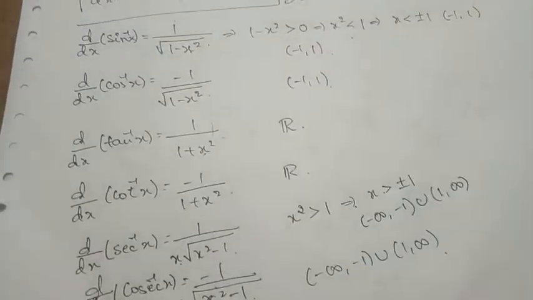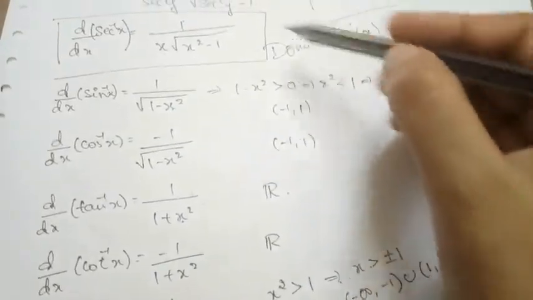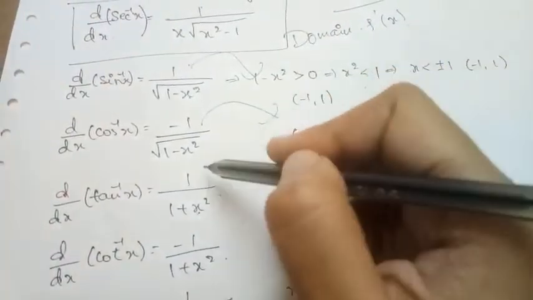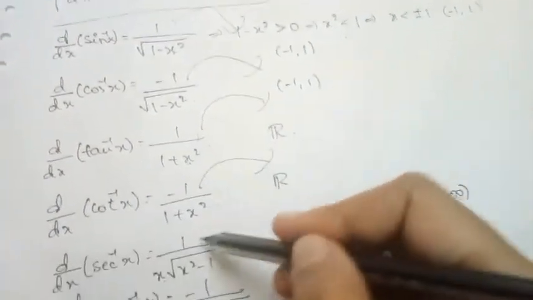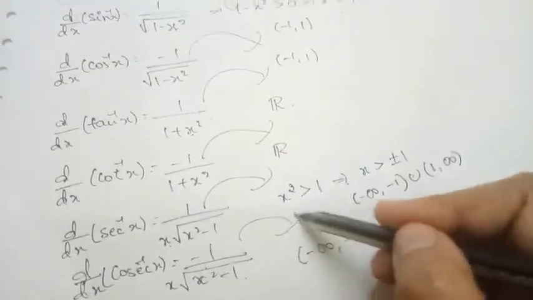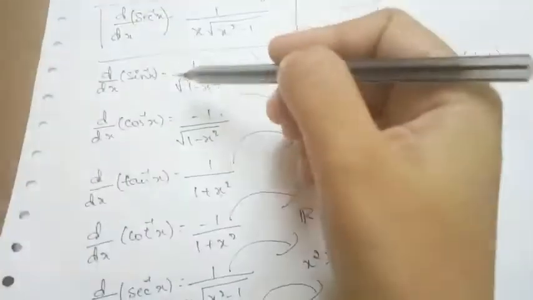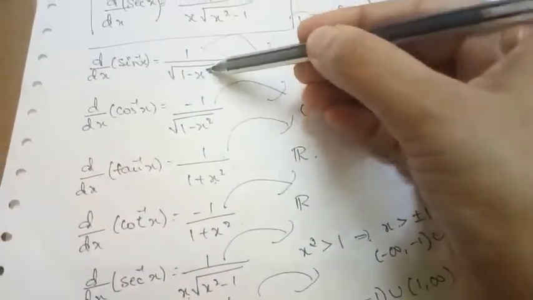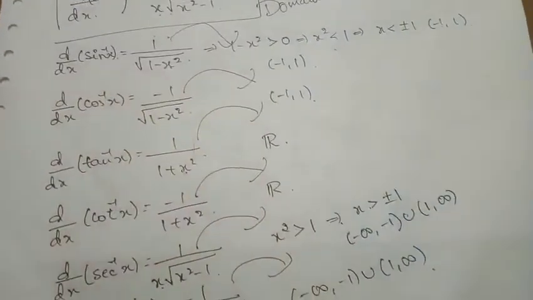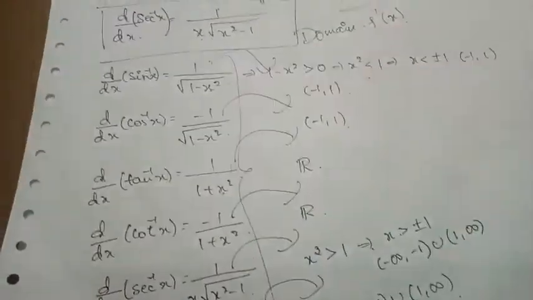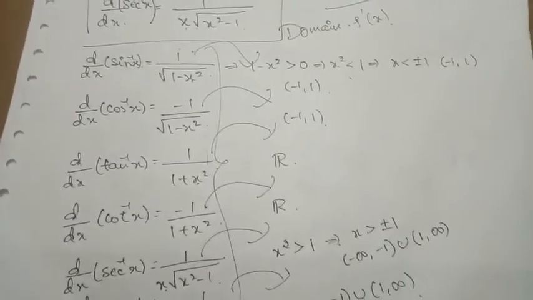So these are the domains of which function? These are the domains of the derivatives of the inverse trigonometric functions. We are talking about the domains of the derivatives we got, not the domains of the inverse trigonometric functions themselves. So this is regarding the domains, and these are the derivatives of the 6 inverse trigonometric functions.